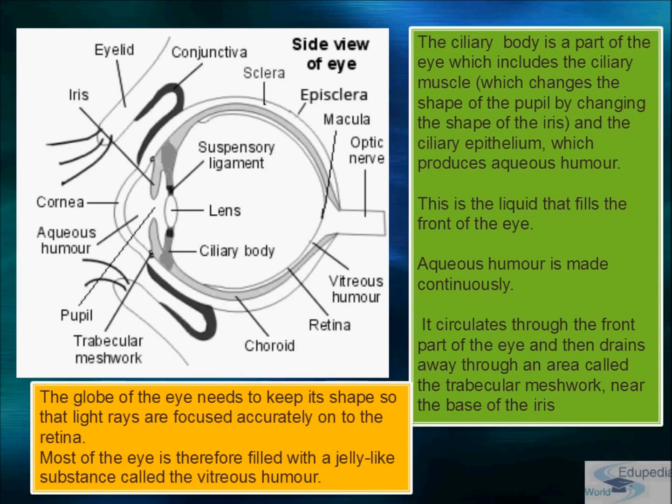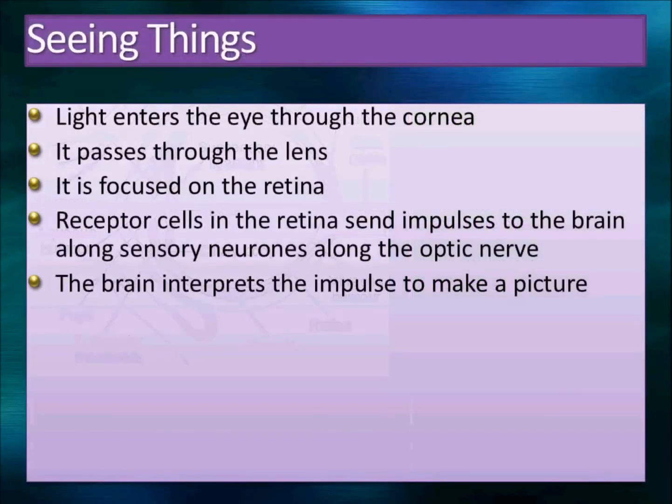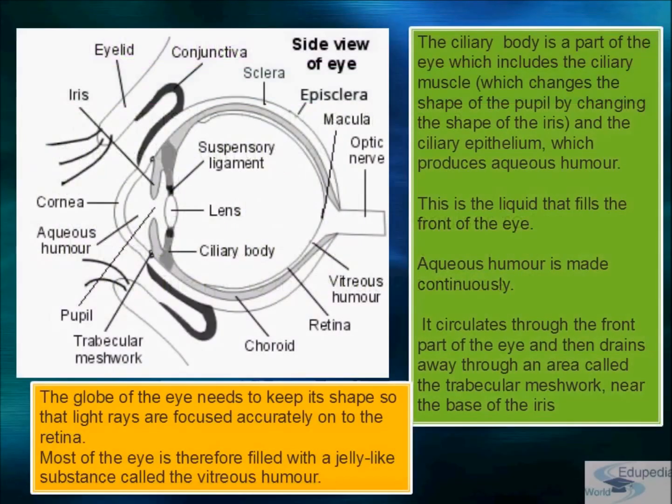Please note that aqueous humor and vitreous humor together maintain the shape of the eyeball. Now, before seeing things, we'll study about the optic nerve also. What does the optic nerve do? This is your optic nerve. It lies just behind your retina.